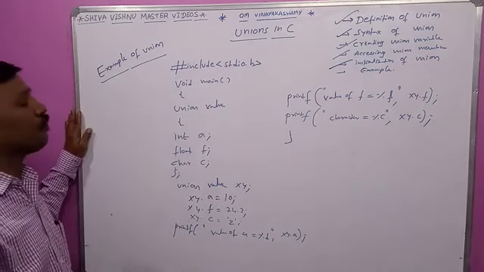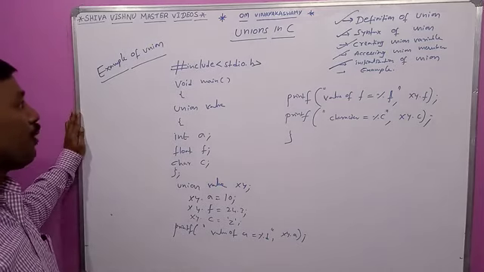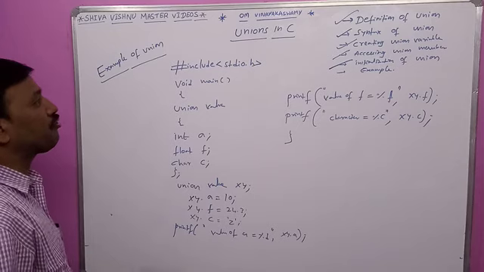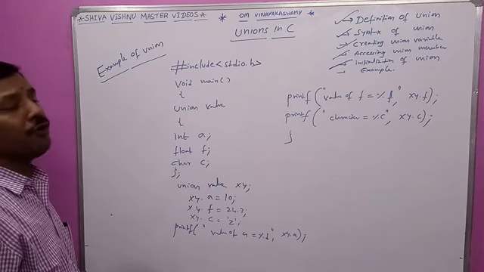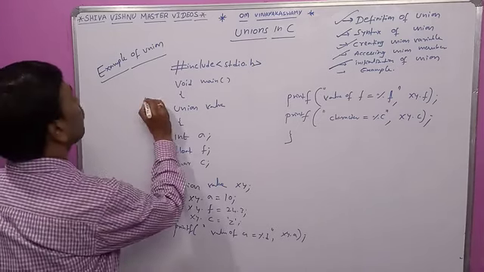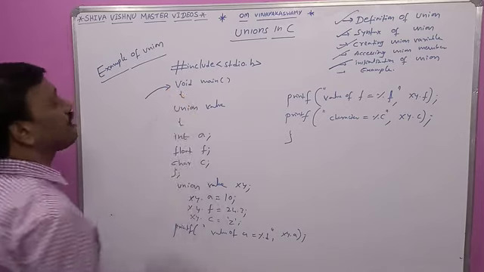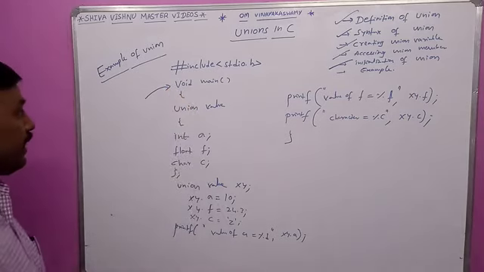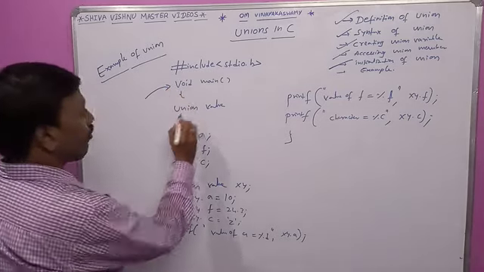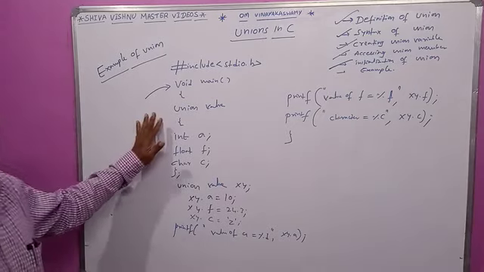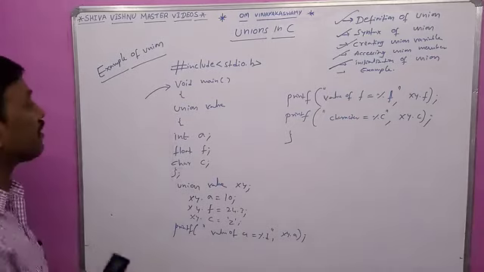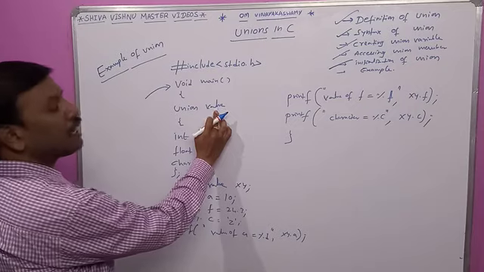This is an example of the union program. Here you can see the include standard input output header. Every execution will start from the main function. Here you can see our concept will be reflected here. Here you can see the union name value.